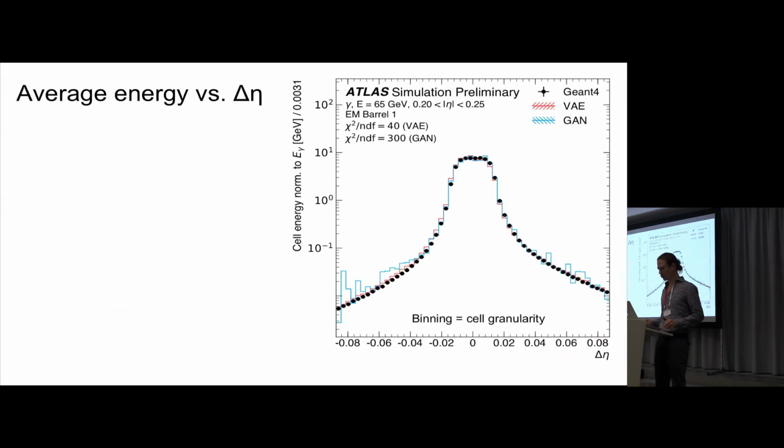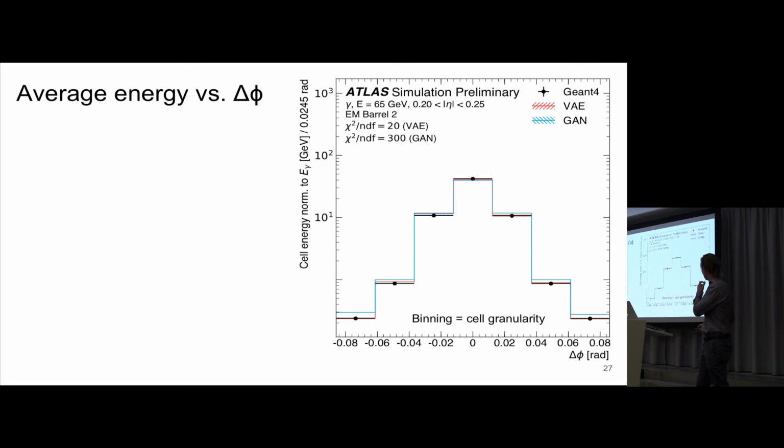And finally, I flashed 2 more, which is how the energy is distributed in delta eta around the center. This is for the 1 layer which has the very fine segmentation in eta, reasonably well modeled, and then in phi as well, where the binning is much coarser. Okay, so this is for the Atlas studies.